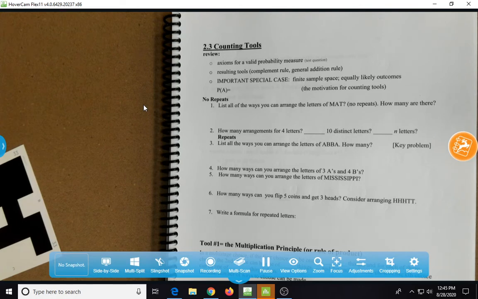Now let's take a look at ABBA. Actually, I should think of Abba as father, as in the Bible, much more pleasant experience.